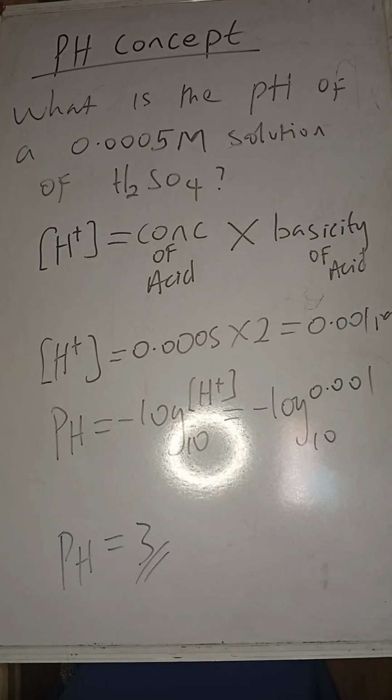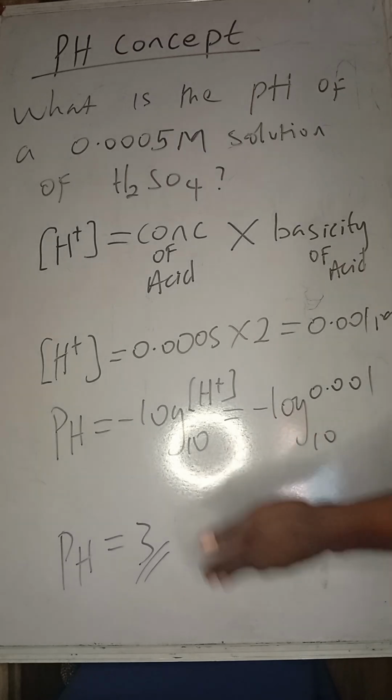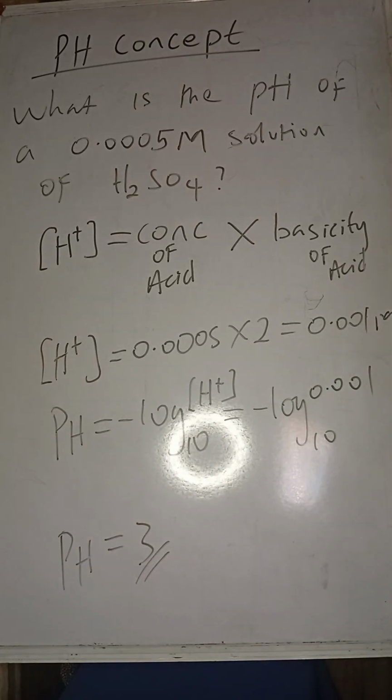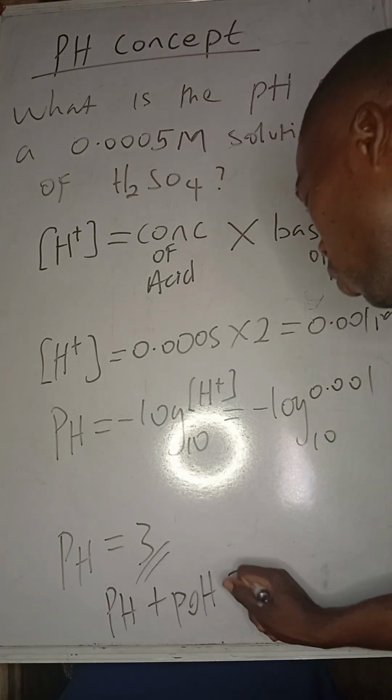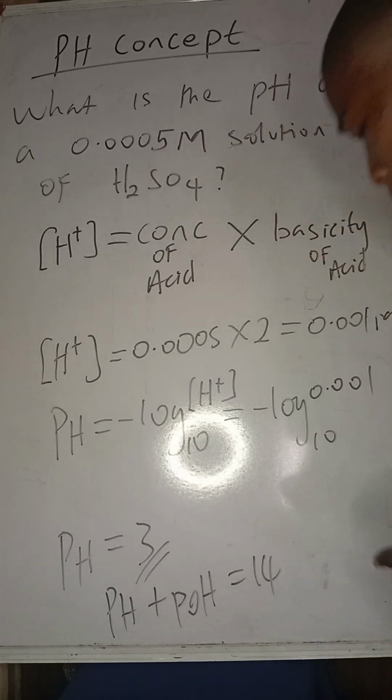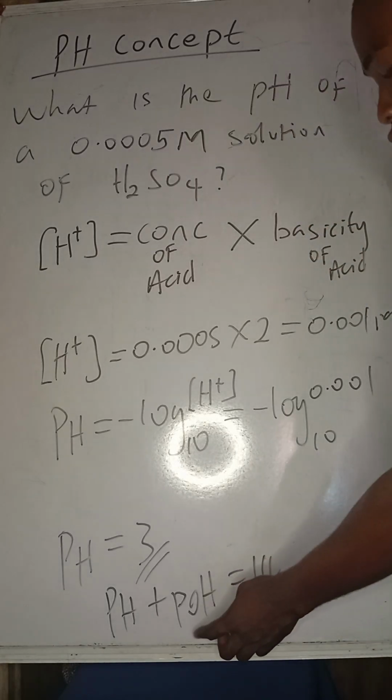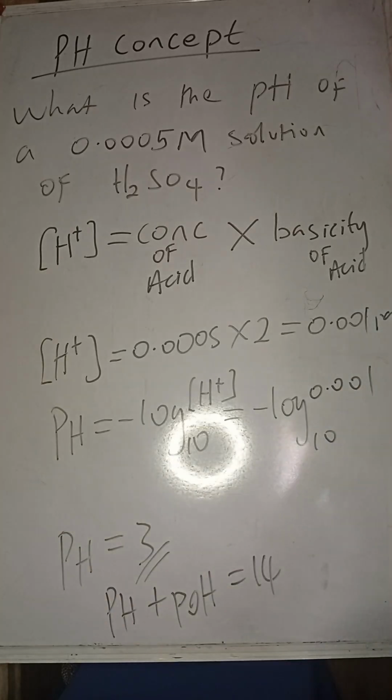You can be asked to calculate pOH for this solution. Remember, pH plus pOH is equal to 14. Therefore, to calculate pOH will be 14 minus 3, or 14 minus pH. As simple as that. Also, you can be asked to calculate the hydroxide ion concentration. I'll do a simple question, and you see something now. I'll show you another example on a diverse example, and you see how it works.